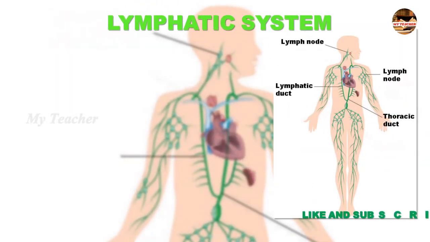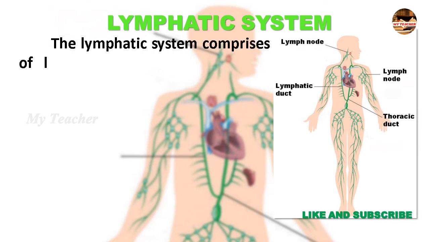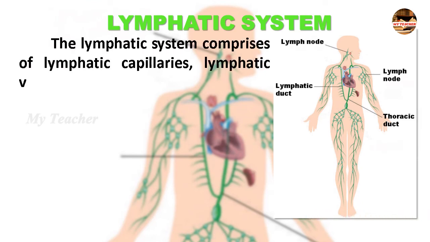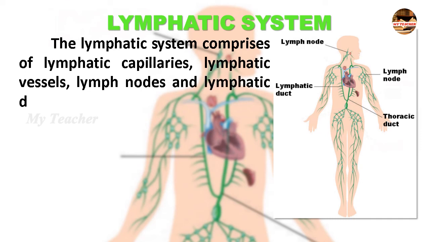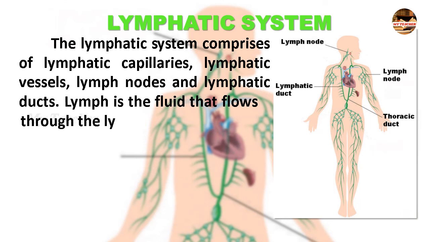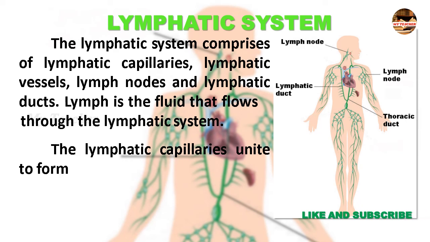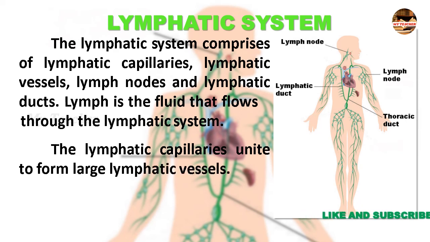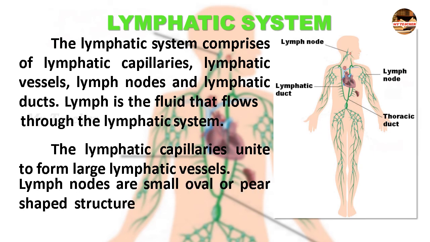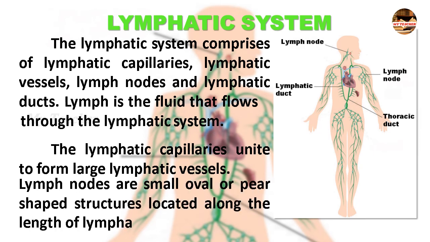Lymphatic system. The lymphatic system comprises lymphatic capillaries, lymphatic vessels, lymph nodes and lymphatic duct. And what is lymph? Lymph is a fluid that flows through the lymphatic system. The lymphatic capillaries unite to form large lymphatic vessels. Lymph nodes are small oval or pear-shaped structures located along the length of lymphatic vessels.